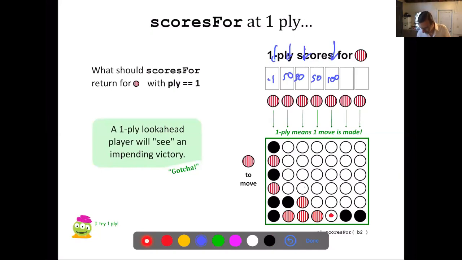Okay, and then 50, 50. Neither of those are any good for anybody. Okay, is that clear? So looking only one move ahead, I get to think about how does my opponent score the board after I've done one move?